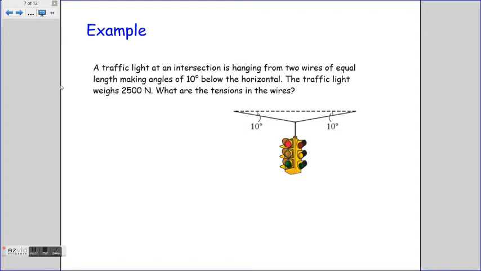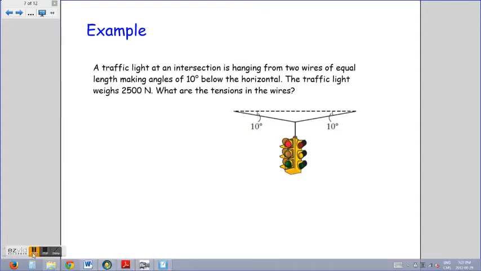Consider this example. A traffic light at an intersection is hanging from two wires of equal length, making angles of 10 degrees below the horizontal. The traffic light weighs 2,500 newtons. What are the tensions in the wire? So although we were given a diagram for this question, let's go ahead and draw a vector diagram of the two tensions.